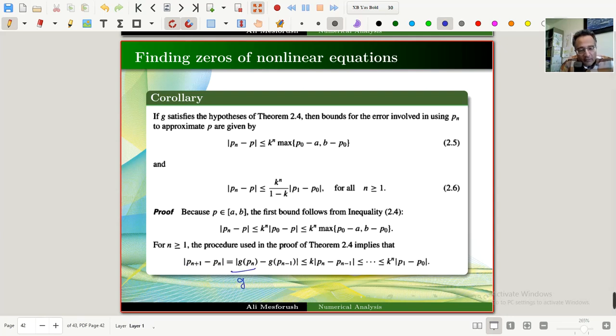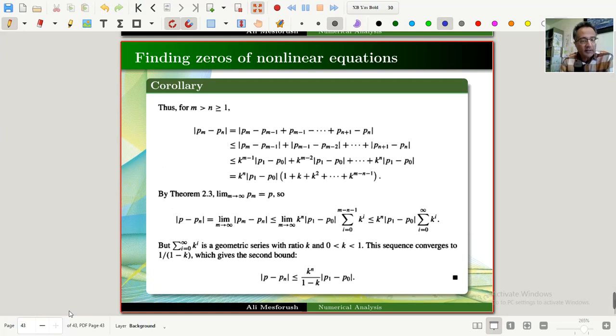In fact, this is p_(n+1), and this is p_n, and we use this to get k times |p_n minus p_(n-1)|, and if we continue in the same way, finally we get the absolute value of p_(n+1) minus p_n is less or equal k^n absolute value of p1 minus p0.